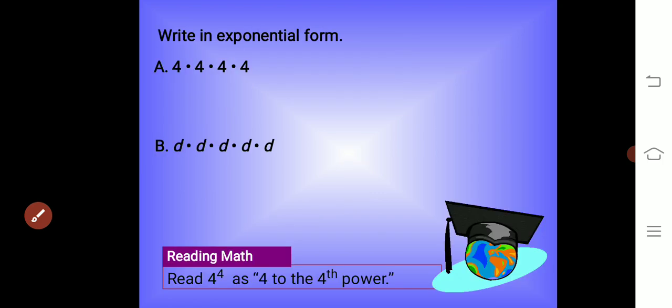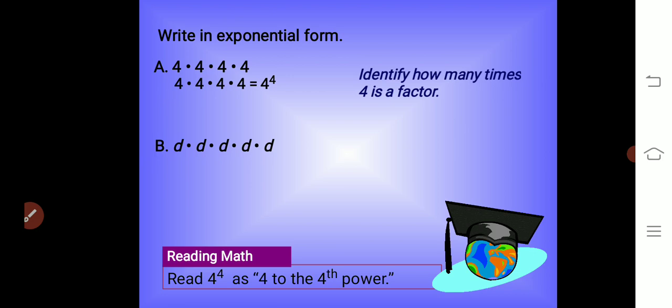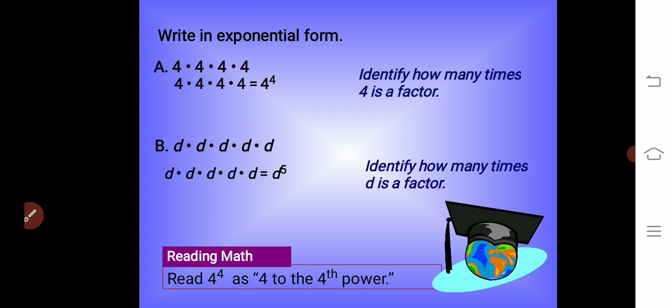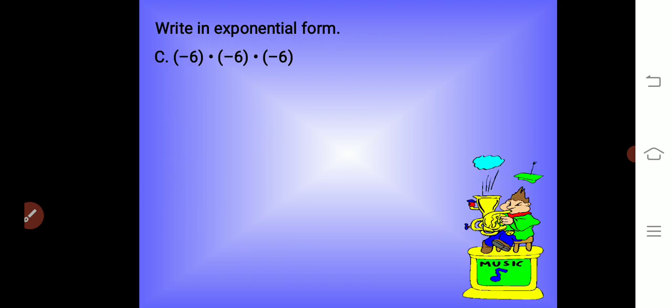So write in exponential form. A, 4 times 4 times 4 times 4. Identify how many times 4 is a factor. So the answer is 4 to the power of 4. And B, D times D times D times D times D. Identify how many times D is a factor. So the answer is D to the power of 5. So read 4 to the power of 4 as 4 to the 4th power.